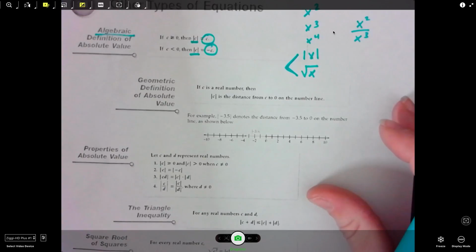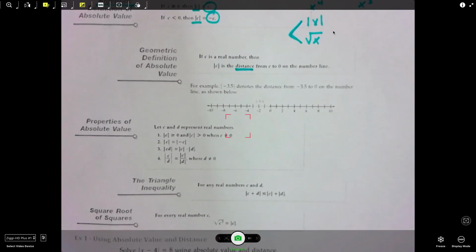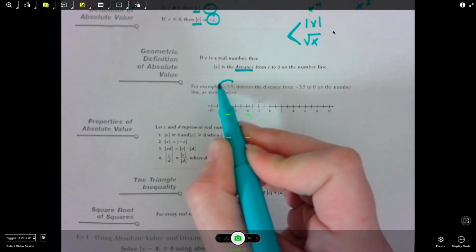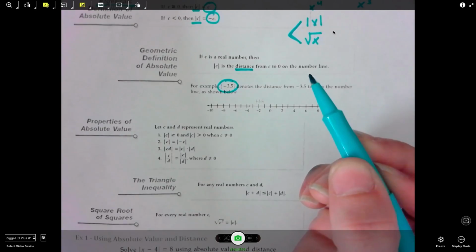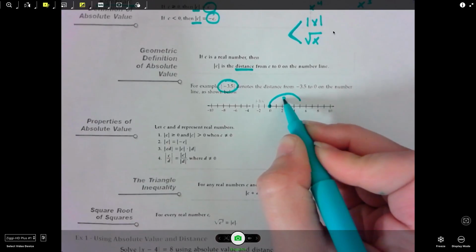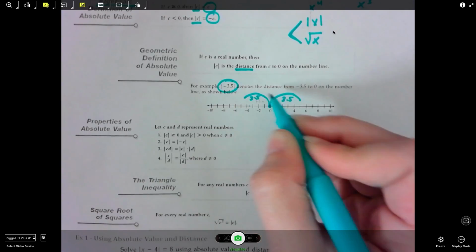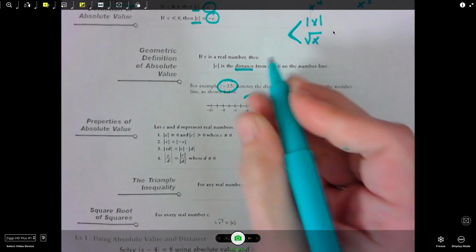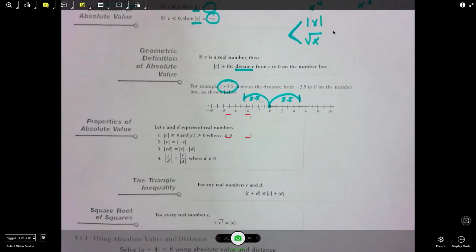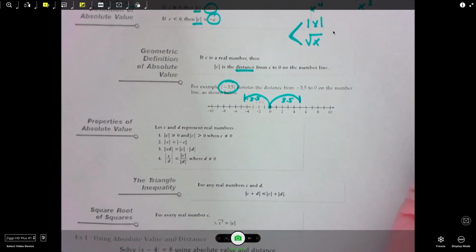In geometry, absolute value is used to talk about distance. So if I have the absolute value of negative 3.5, that means, if I'm talking about 0, 3.5 units on either side of 0. Okay, it could be positive 3.5, it could be negative 3.5. Both of those will have exactly the same value for distance, because both positive 3.5 and negative 3.5 are the same distance away from 0. So absolute value gets rid of that negative because we're talking about distance.